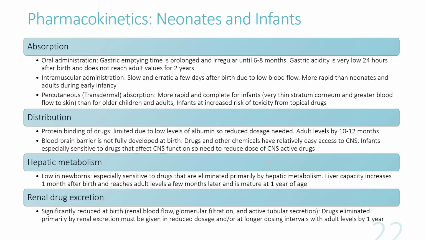So the 4 pharmacokinetic processes, so you can see here in terms of oral administration, gastric emptying is prolonged, so it takes a long time for breast milk or formula milk to be in the stomach, and it's very irregular until about 6 to 8 months. Gastric acidity is very low, so it means that for drugs that are ionized, it can actually affect absorption, right? In terms of intramuscular administration, it's slow and erratic a few days after birth, and then it's more rapid than in neonates and adults during early infancy. So it's very slow, and then it speeds up during early infancy, and then it slows down after that.